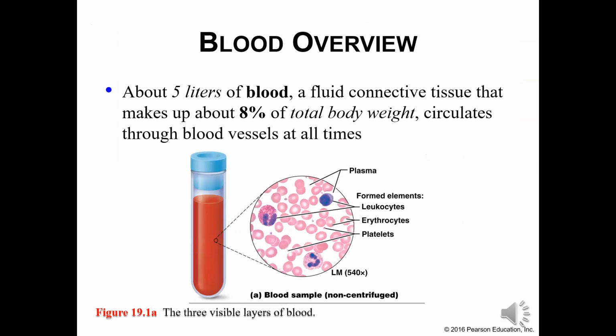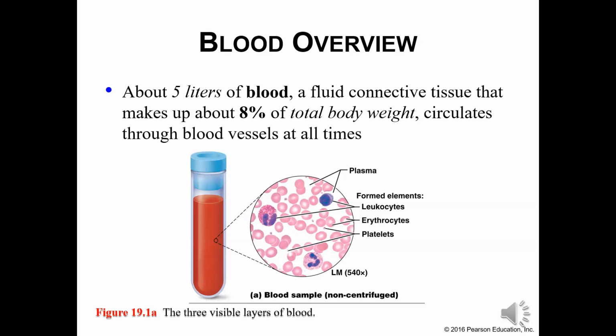This first section is the overview of blood. Remember, blood is a fluid connective tissue. It represents about 8% of your total body weight. It circulates throughout the body at all times.